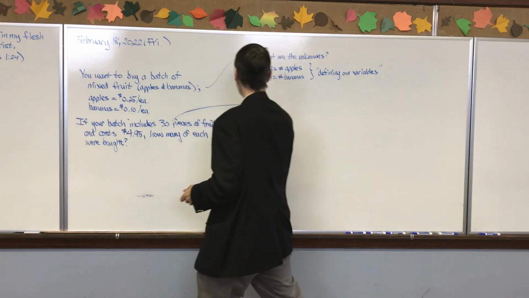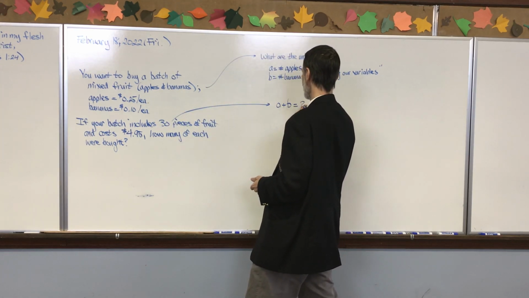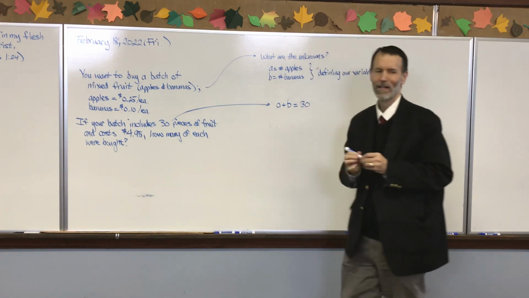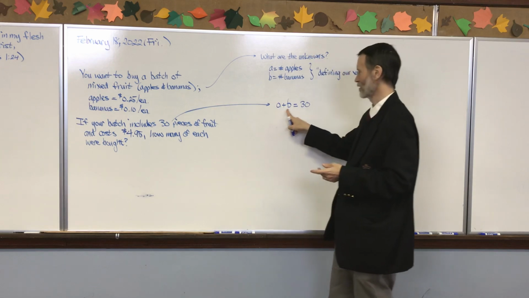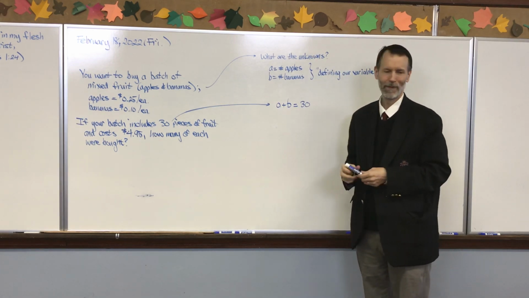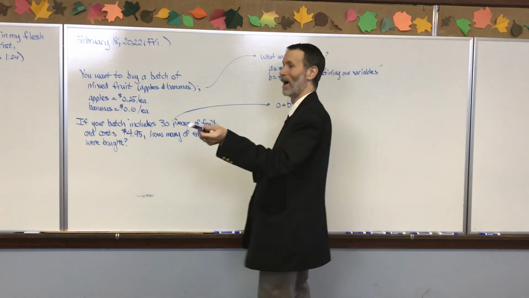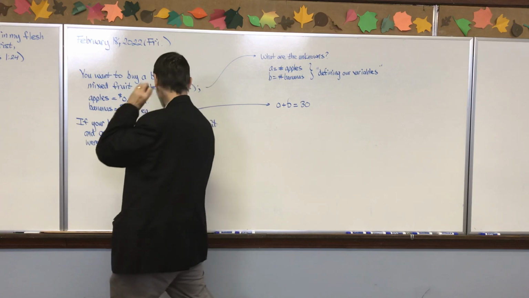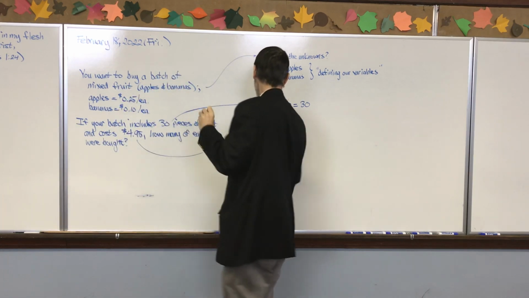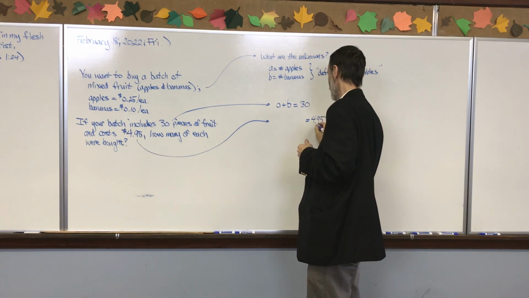This can be translated into A plus B equals 30. Does that make sense? So the number of apples plus the number of bananas should add up to 30. But it also needs to add up, so something has to add up to what? A plus B equals 4.95. Let's find out. Definitely something adds up to 4.95. No, it wouldn't be.